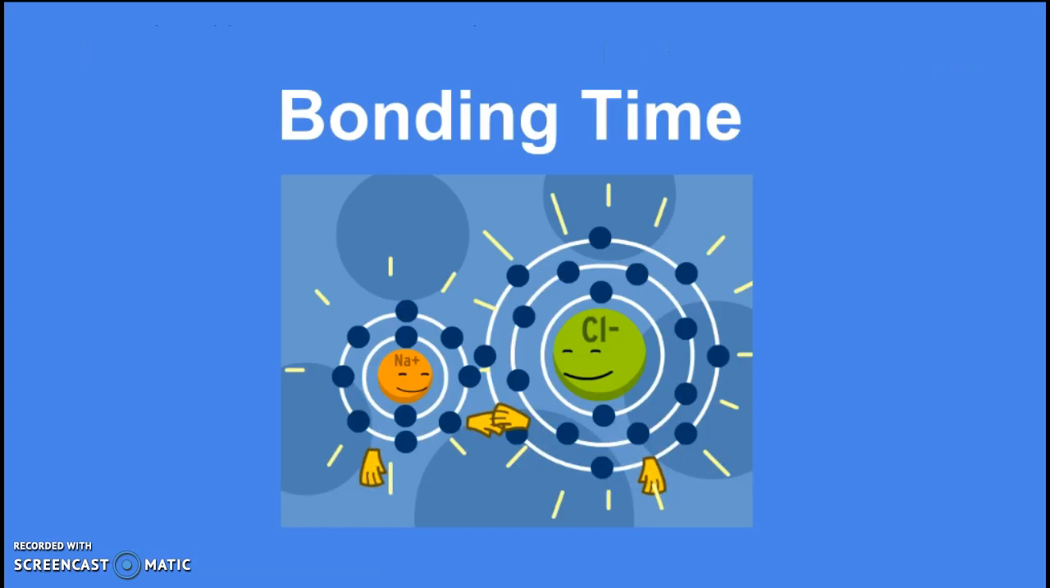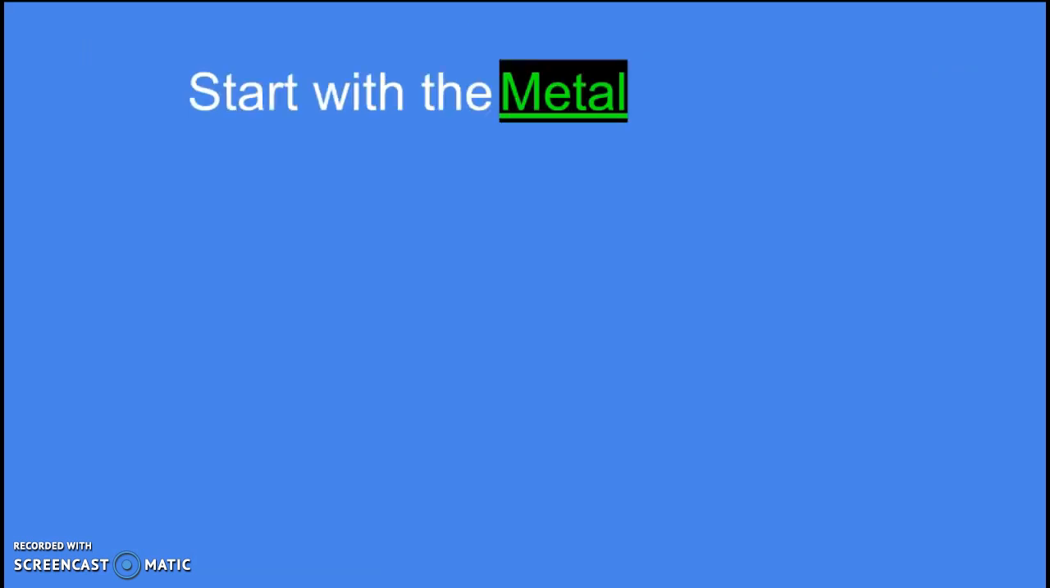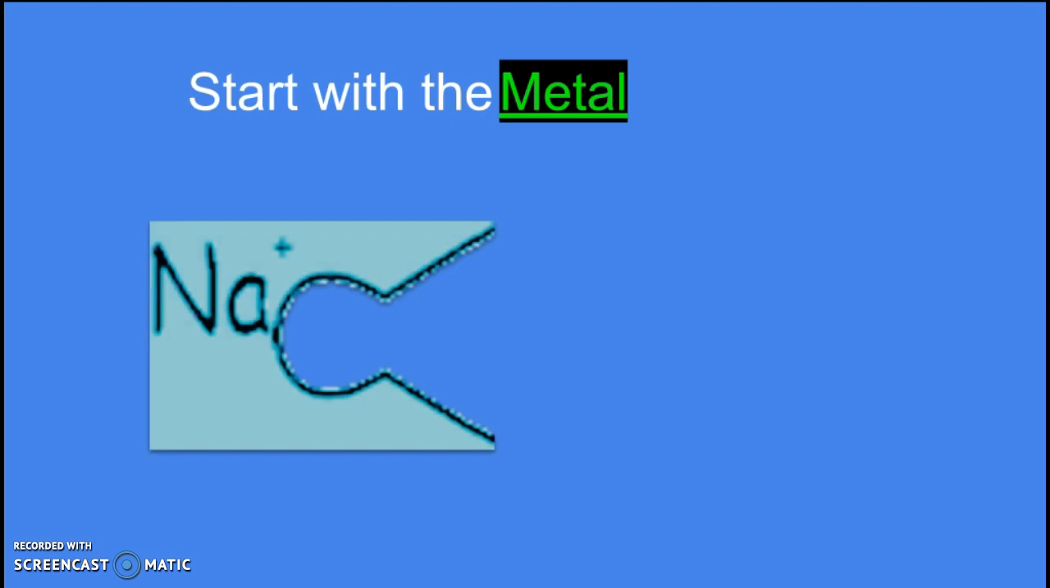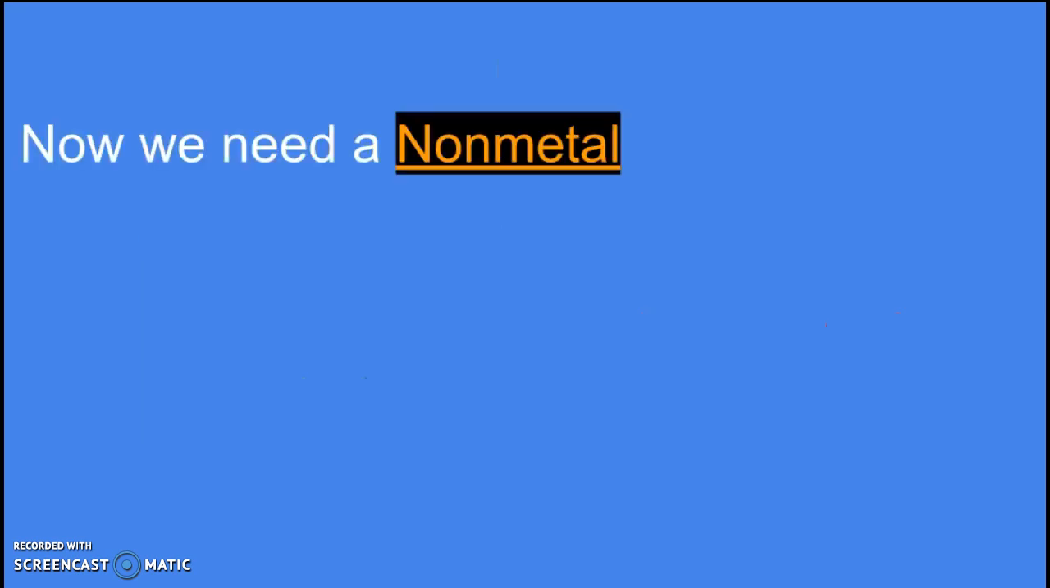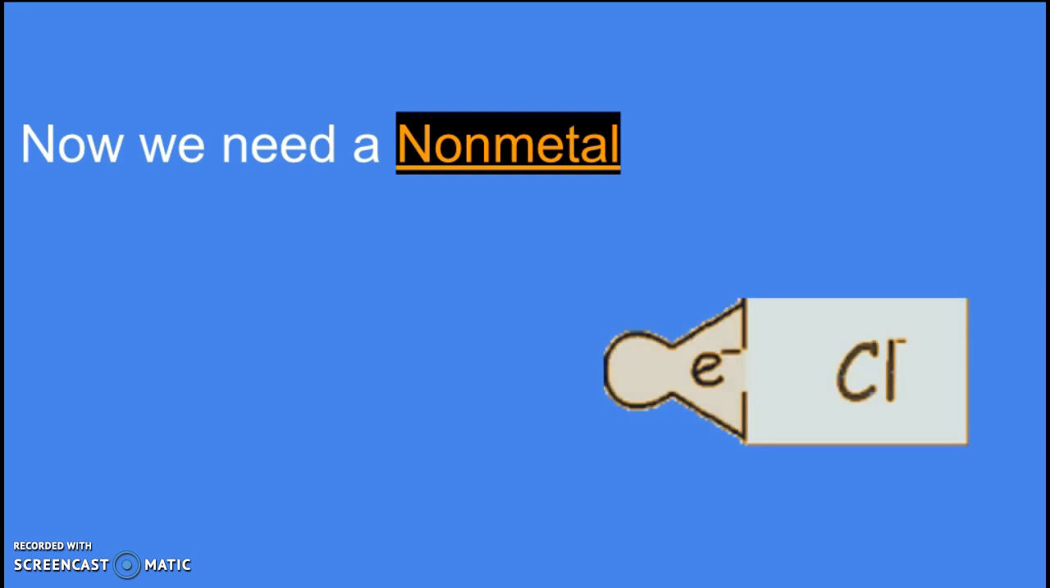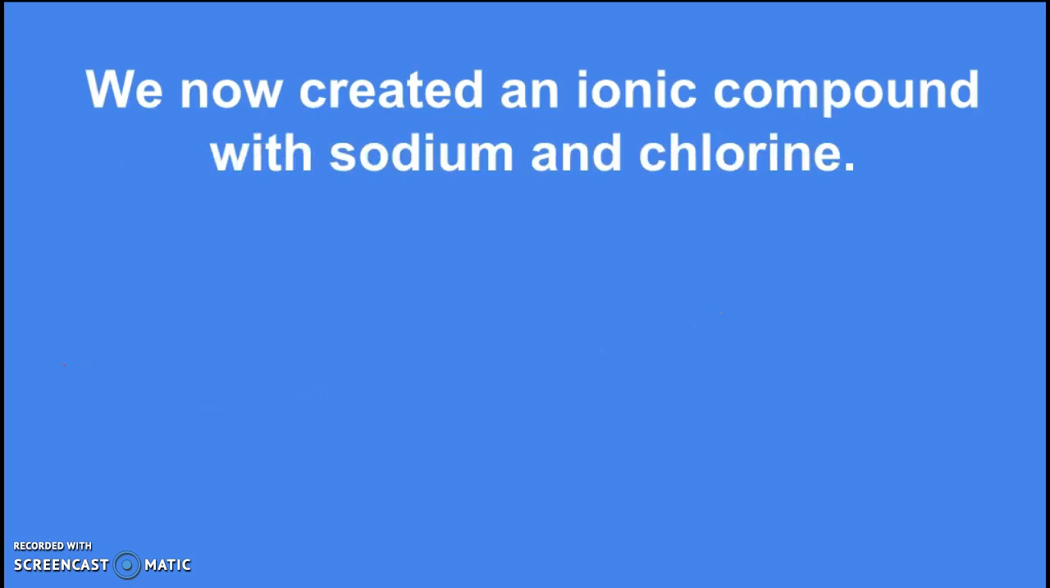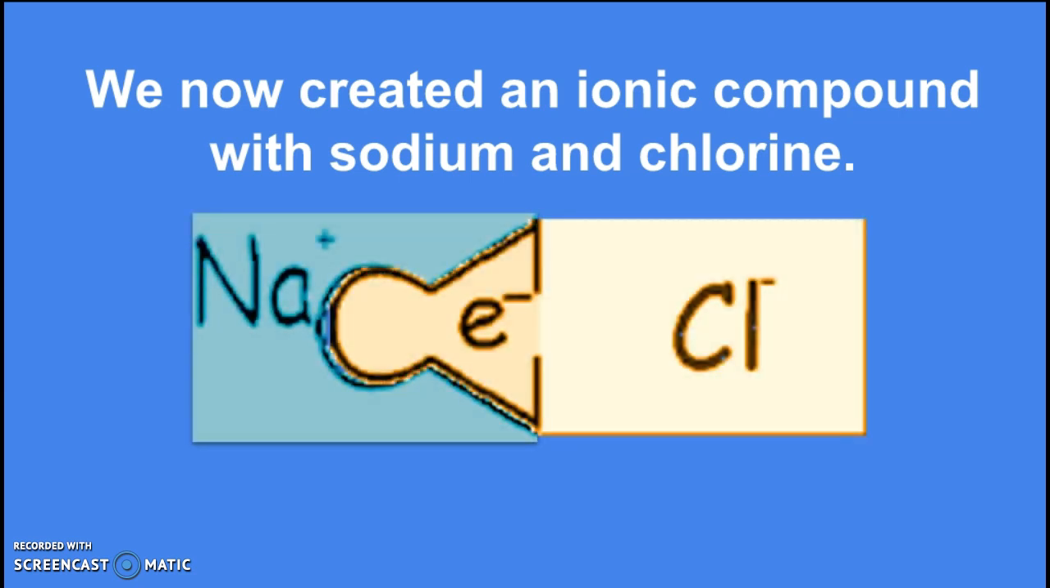So let's do some bonding time. When it comes to ionic bonds and ionic compounds, we're going to start with the metal, that positive metal ion. So in this situation, let's go with sodium. Sodium has a charge of +1. Now we need a negative charge, so we're going to get that from the nonmetal. So for this example, we're going to use chlorine. Chlorine, being a halogen, means it has a charge of -1. So now that attraction between positive and negative will create an ionic compound, create an ionic bond.